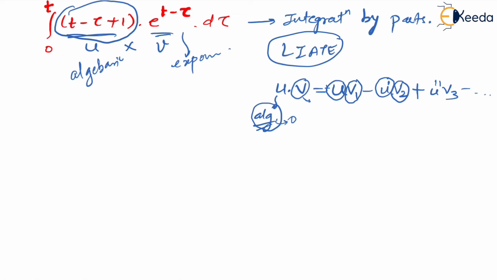Now see, the concept is done. Now let us apply that. So what is your u? U is nothing but t minus tau plus 1. Yes. Now the integration of the second one, what is that? V1. Integration of this v, what is the integration of e to the power t minus tau? What is that integration?